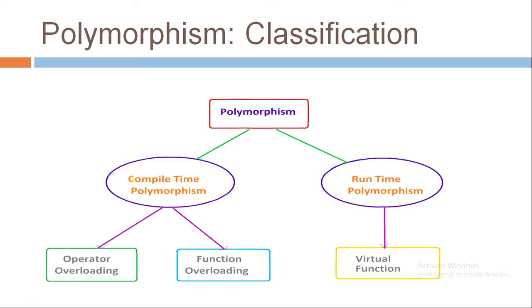Polymorphism is basically divided into two parts: compile time polymorphism and runtime polymorphism. Compile time polymorphism again has two types, that is, we can implement compile time polymorphism in two ways. The first way is operator overloading and the second way is function overloading. And runtime polymorphism can be implemented by using the virtual function concept in object-oriented programming. So this is all about polymorphism in C++.